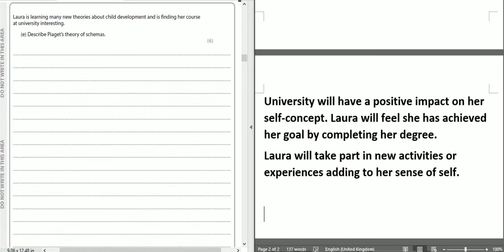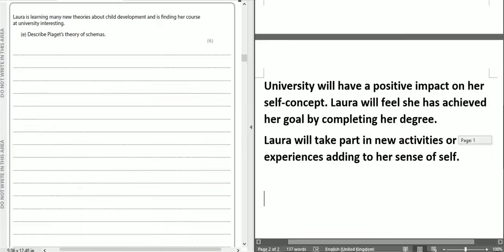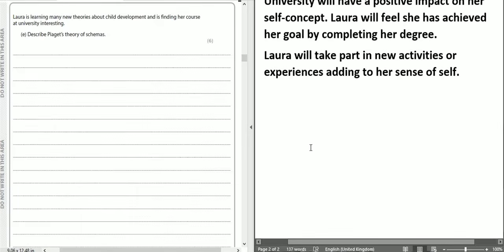Actually, the 2020 paper, I think it was the January 2020 paper about schemas, it was almost the exact same question. Describe Piaget's theories of schema. In 2018, there was another 6 mark question about schemas, which again was almost identical. So this does seem to be a common question that comes up frequently in this paper, and it's all about schemas. So it says describe the theories of schemas. So we just need to talk about what they are.